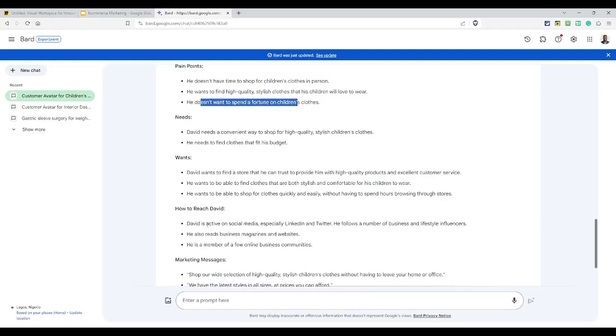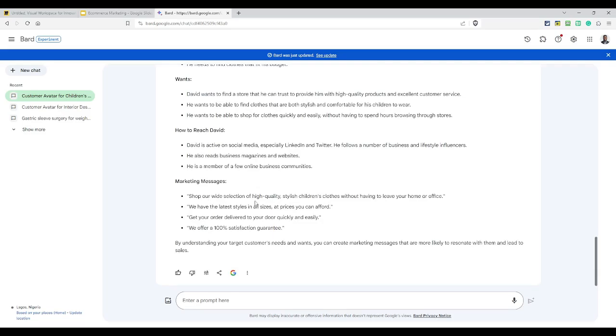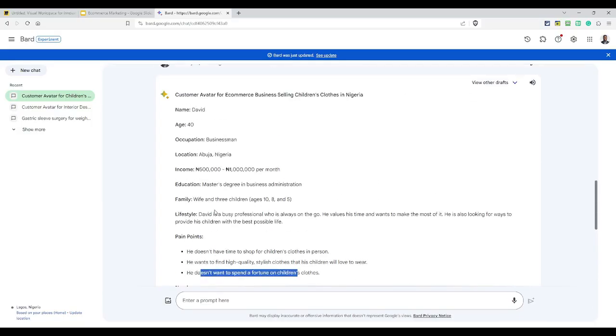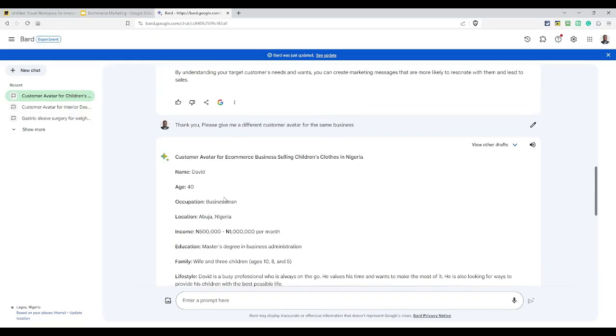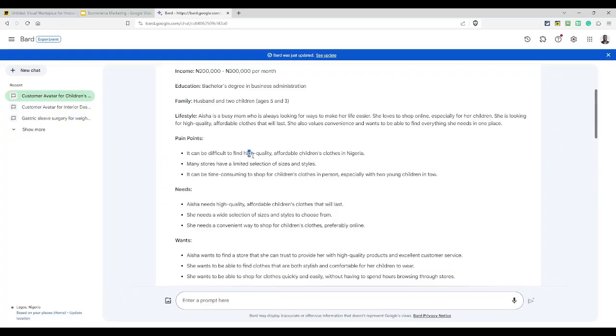Now, how do you reach him? He's active on social media, LinkedIn, Twitter. He follows business and lifestyle influencers, etc. Shop our wide selection. You can see that it's a bit similar. But you can see how you can have different customer avatars depending on the business. And depending on the business, again, you are going to have different marketing tactics, different marketing messaging that you will use. So when you're having issues figuring out what to post, you're already seeing what to post. All of these are different pain points you can use to post.